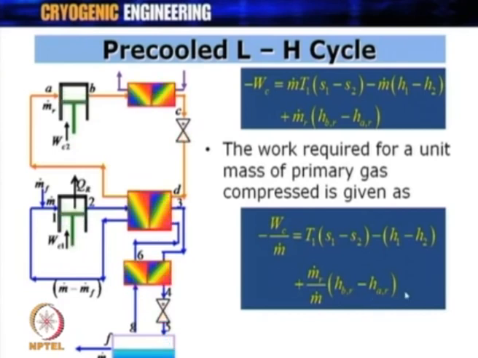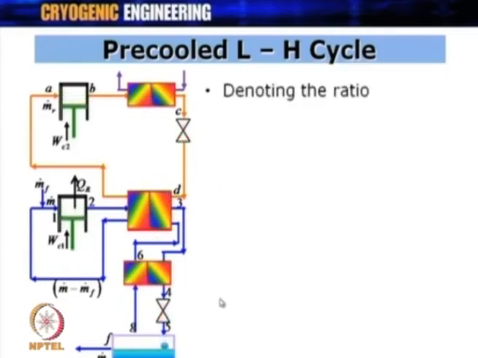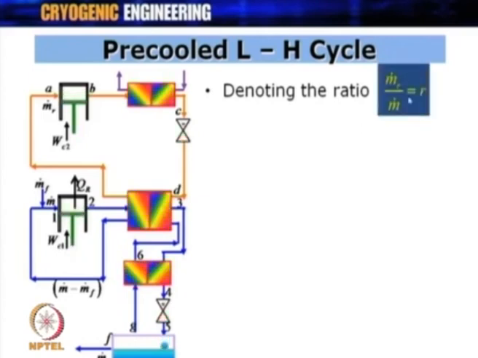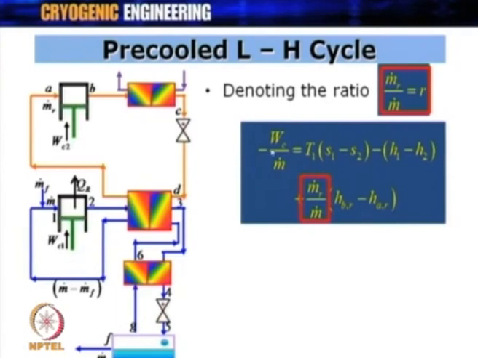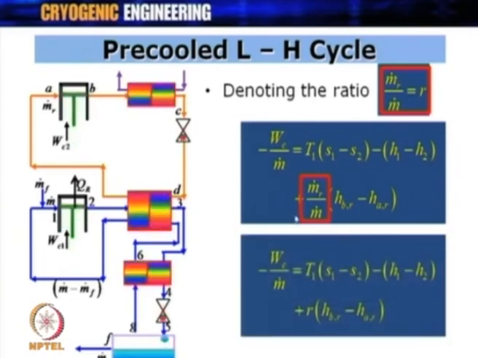And if you recollect, we have called m dot R upon m dot as R. This is the ratio of the two mass flow rates. So, denoting the ratio m dot R upon m dot as R, the expression now gets reduced to minus Wc upon m dot is equal to T1 into (S1 minus S2) minus (H1 minus H2) plus R into (HBR minus HR). So, this is the expression which I get for the total work done on this pre-cooled Linde-Hampson cycle.